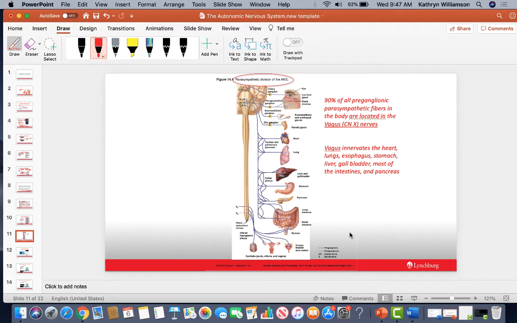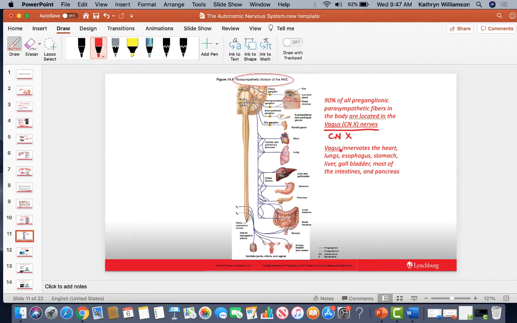Okay, most parasympathetic fibers in the body are carried in vagus nerves. Okay, these are cranial nerves, left and right vagus nerves. So this is cranial nerve 10, and they're basically bound together. That's going to be the primary component of the parasympathetic nervous system.